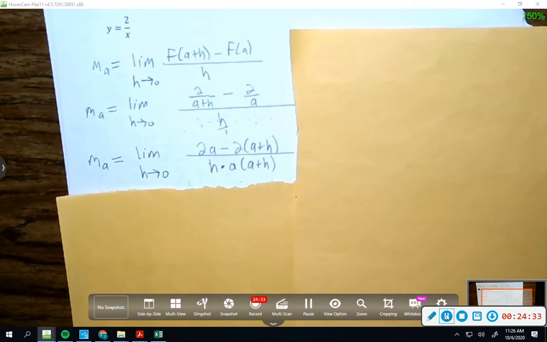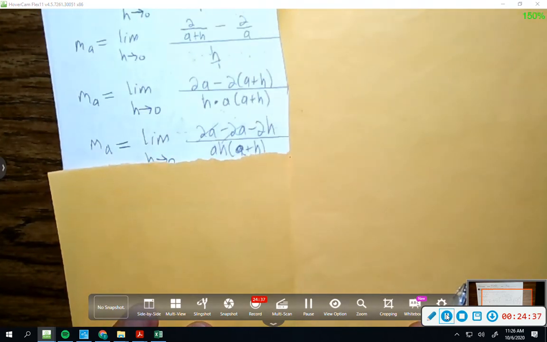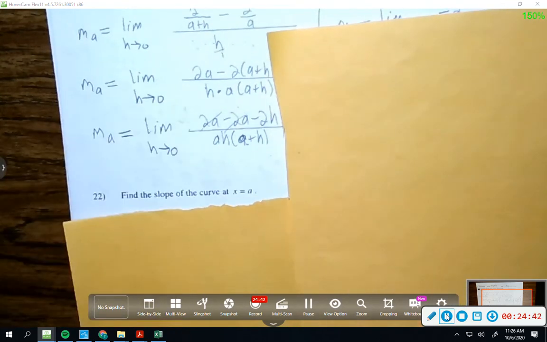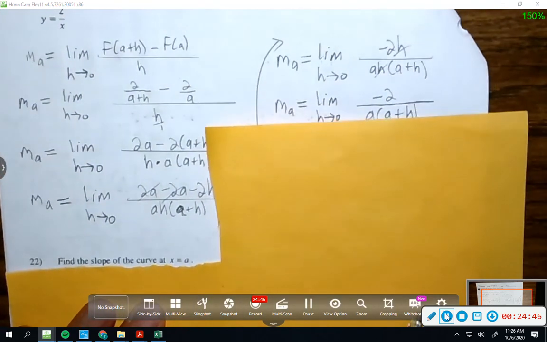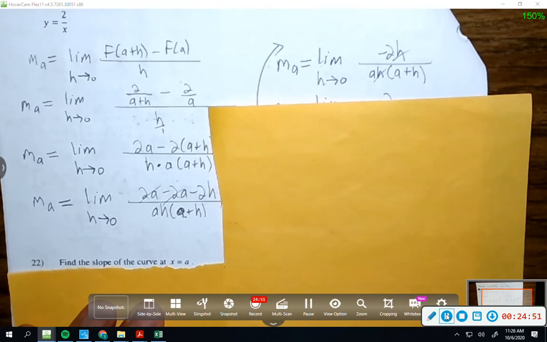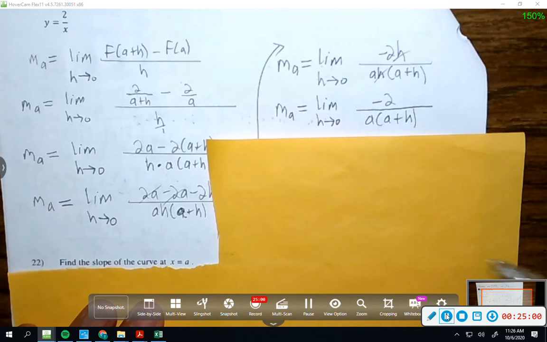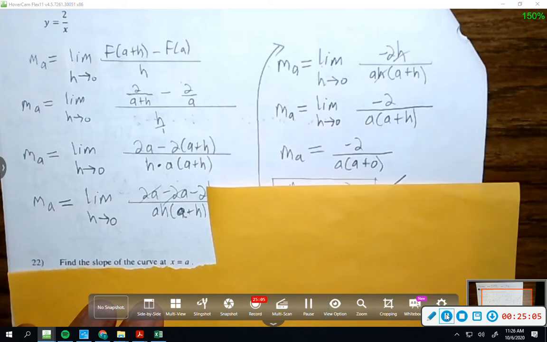Distribute the negative 2. The same rule is going to apply. Every term that does not have an h must cancel. 2a and negative 2a cancel. Never cancel terms and factors in the same step, so I draw this arrow back up here before I cancel the h's out. Once that h is canceled out of the denominator, the next step is going to be to take the limit by substituting 0 in for h. A times a is a squared, so it's negative 2 over a squared.